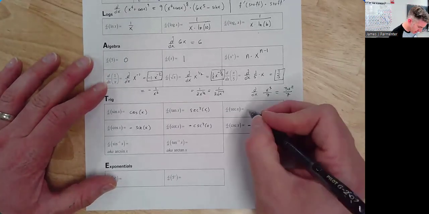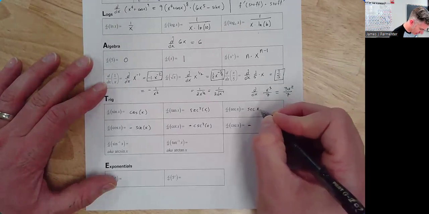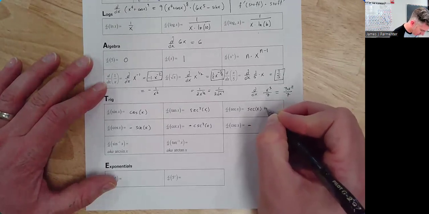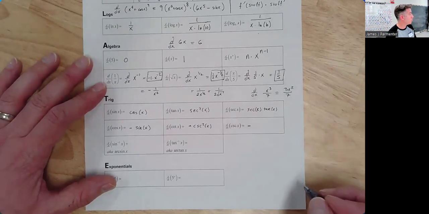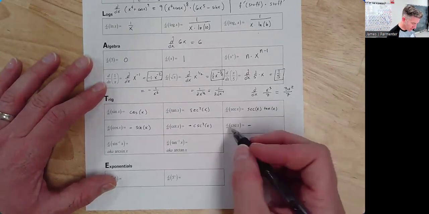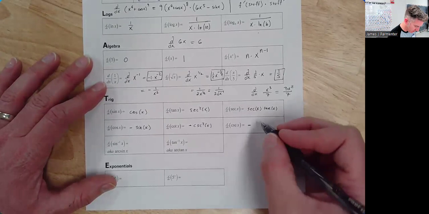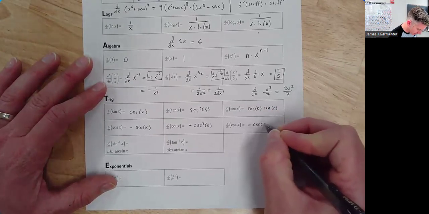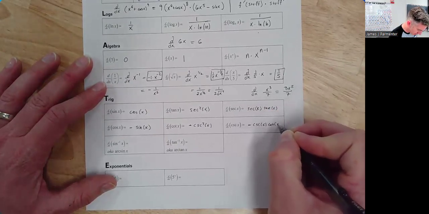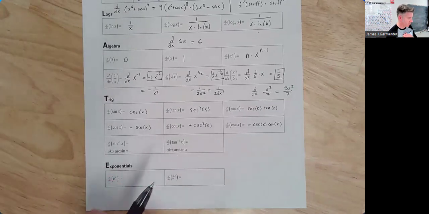Derivative of secant of x is secant of x times tangent of x. So now I'm going to put co on all those functions, and the derivative of cosecant of x is going to be negative cosecant of x times cotangent of x. Definitely worth memorizing.